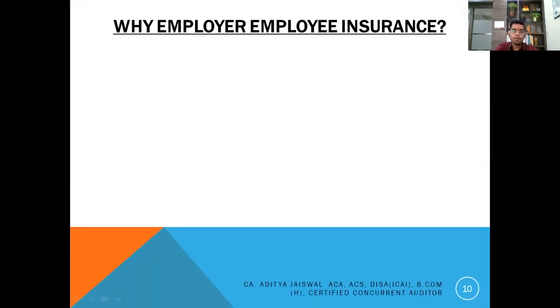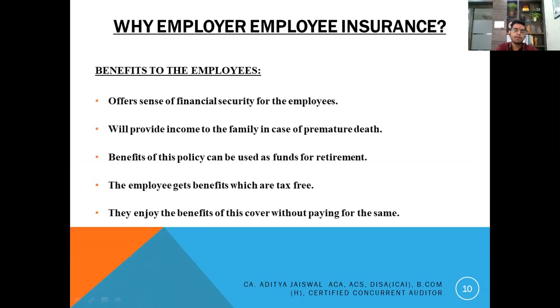Moving on, why employer-employee insurance benefits the employees. Here are some of the benefits. Offers a sense of financial security for the employees, will provide income to the family of employees in case of premature death. Benefits of this policy can be used as funds for retirement. The employee gets benefits which are tax-free. They enjoy the benefits of this cover without paying for the same.